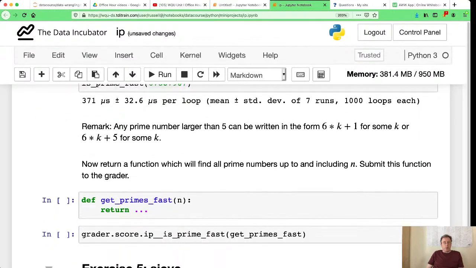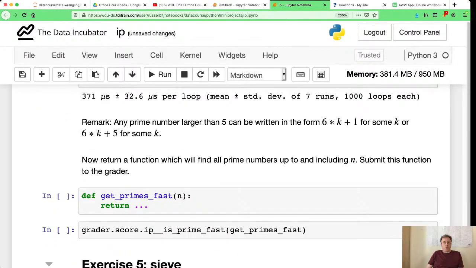Now, return a function which will find all prime numbers up to and including n.